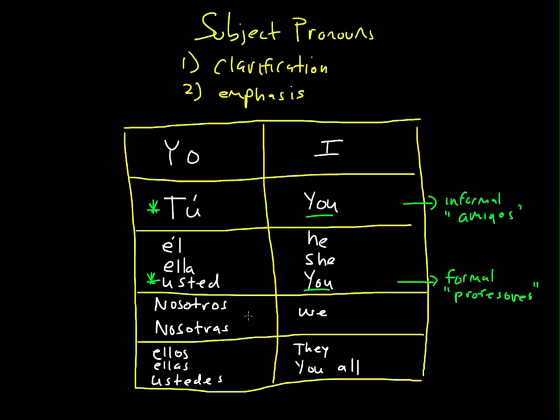Now, nosotros and nosotras both mean we. Nosotros could be true for all males or males and females. Nosotras is only true for all females. Okay? Ellos could be true for all males, and it could also be true for males and females. And ellas can only be true for all females.